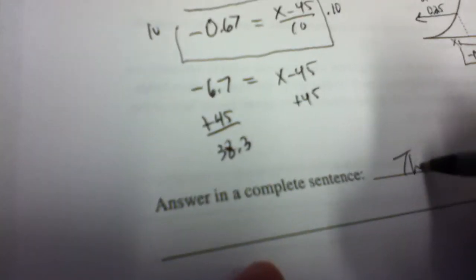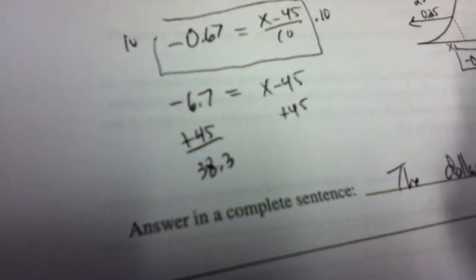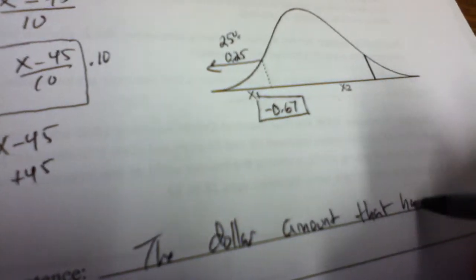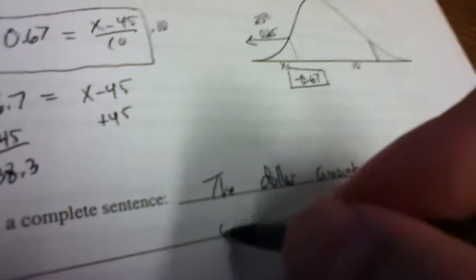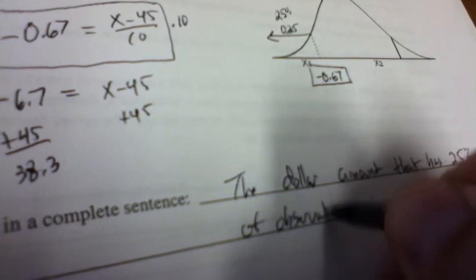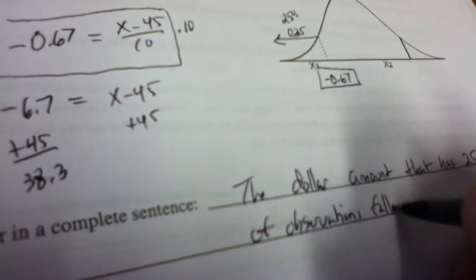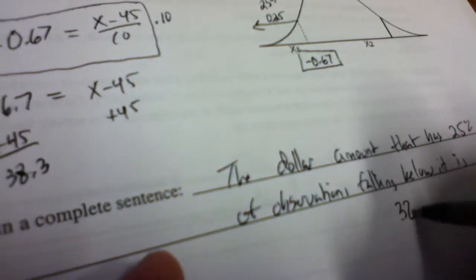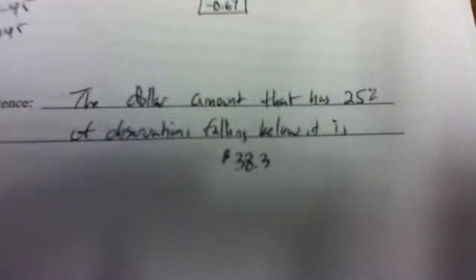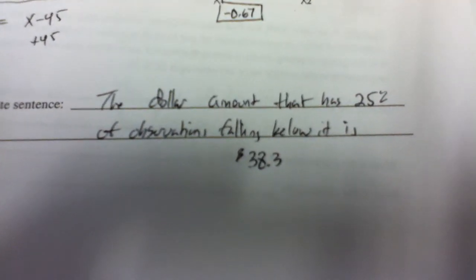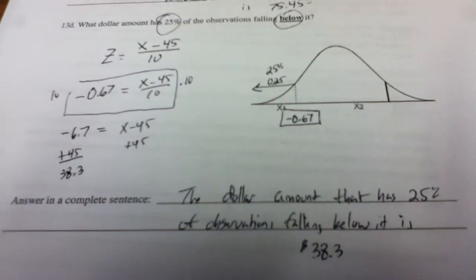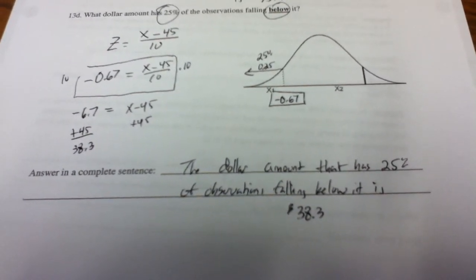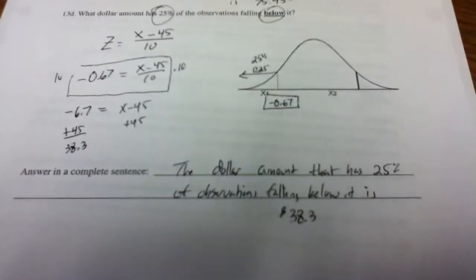So, the dollar amount that has 25% of observations falling below it is $38.30. The end.